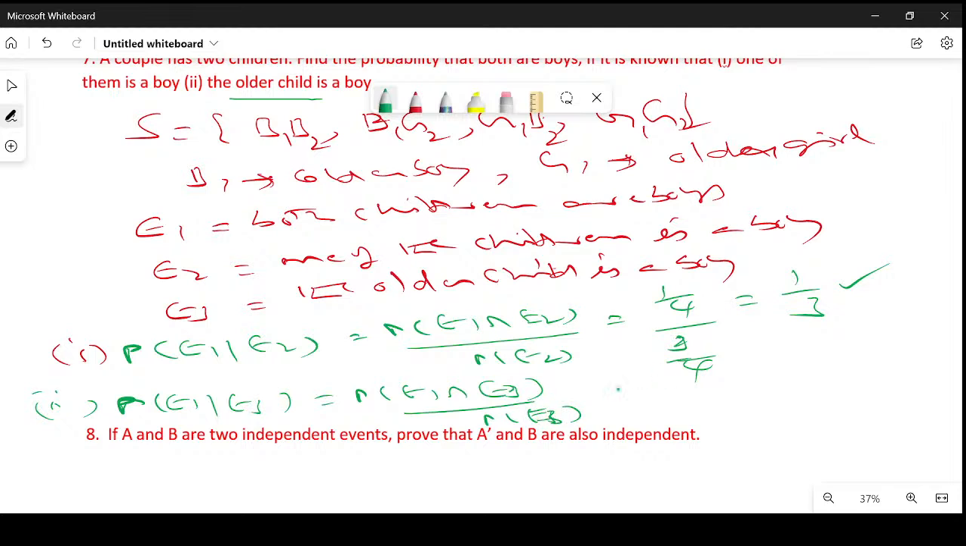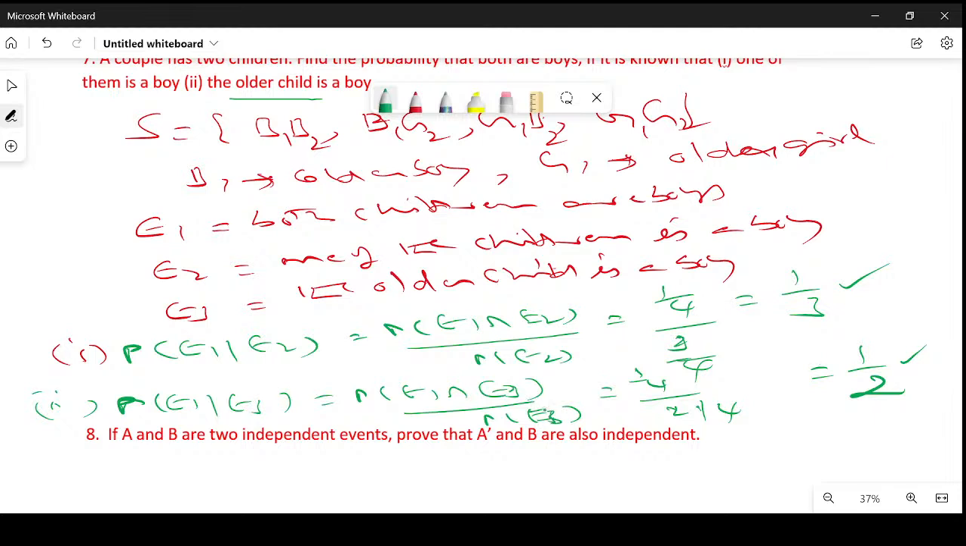P of E3, I can consider. The same thing, P of E1 intersection E3. The older child is a boy, that possibility we have only 1, so 1 by 4, by P of E3. The older child is a boy means we have two possibilities, 2 by 4. Now you simplify, it should be 1 by 2. The answer is 1 by 2.